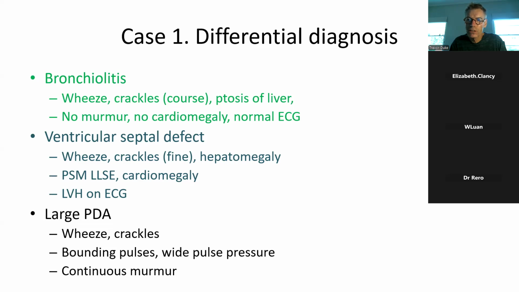This boy's got a large ventricular septal defect, and there's a reason why these large VSDs become evident at around 4 to 6 months of age. If they're very large, 4 months. If they're a bit more moderate size, then around 6 months of age. They typically also have wheezes and crackles and hepatomegaly, and I'll talk about the other clinical features in a moment.